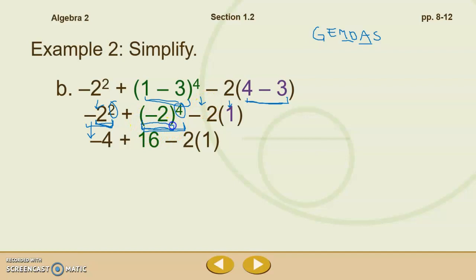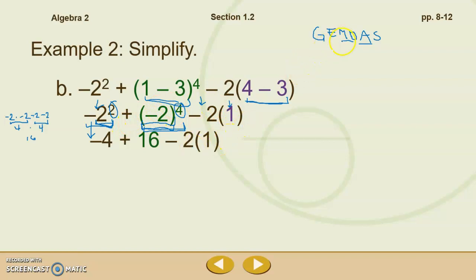Here I have negative 2 to the 4th power. So remember, that's negative 2 times itself 4 times. Negative 2 times negative 2 times negative 2 times negative 2. Negative 2 times negative 2 is 4. Negative 2 times negative 2 is 4. And 4 times 4 is 16. See how that changed the sign and became positive? Or over here it stayed negative? That's because of those parentheses. So be very careful that you recognize the difference between those two things when you're working independently.